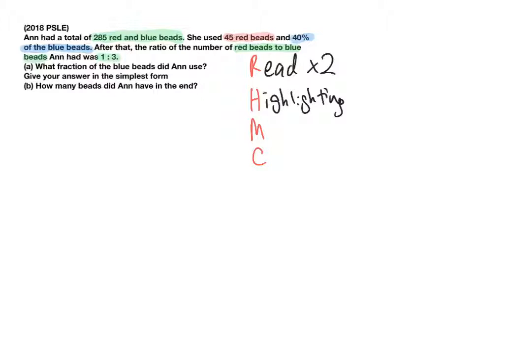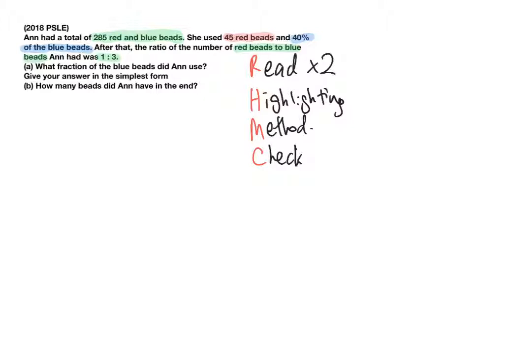From here, very clearly, we can identify the method. That's the M. The method used for this is a before and after concept, whereby before, Anne had 285 red and blue beads. There were some changes. She used some red beads, some blue beads, and at the end, the ratio of red to blue became 1:3. So M stands for method. And the last letter to this RHMC is to check your work. This is very important because you need to check whether the final answer matches the information in this question.